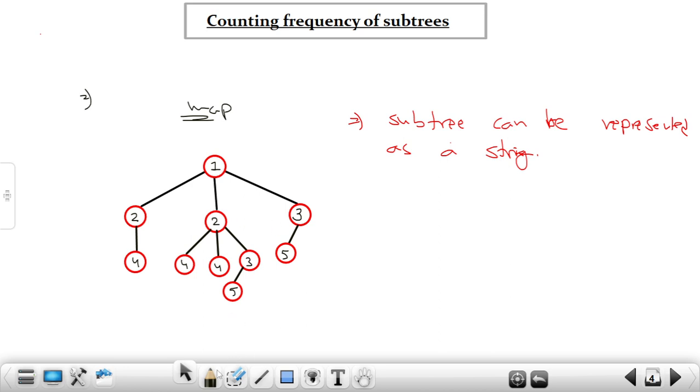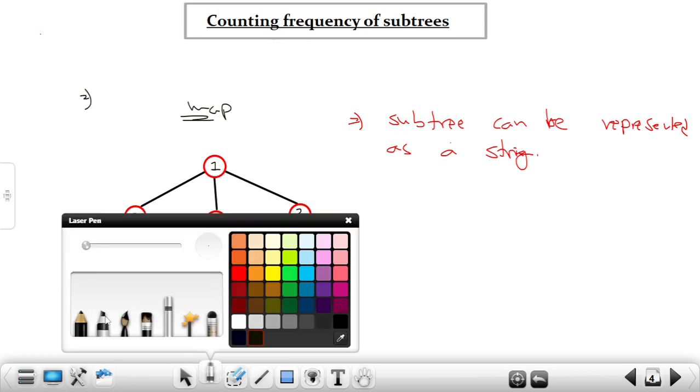Now I have this tree, and for this tree, let's see how we can find all the possible subtrees in the form of strings. So the idea is pretty simple. One thing that we know is, for this 4 and for this 4, these are the leaf nodes, right? So if we have a leaf node, then we can simply say that the subtree is the leaf node itself. Fine, right?